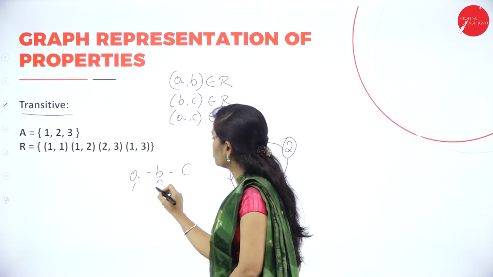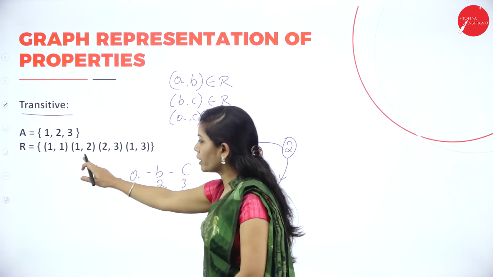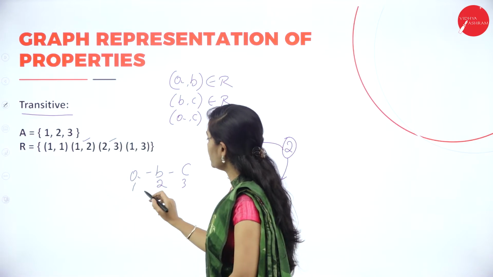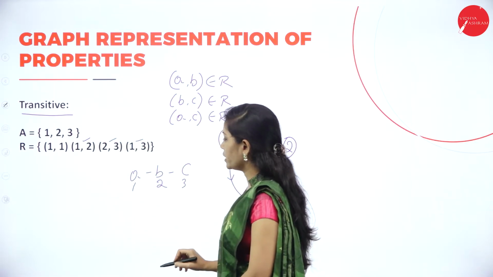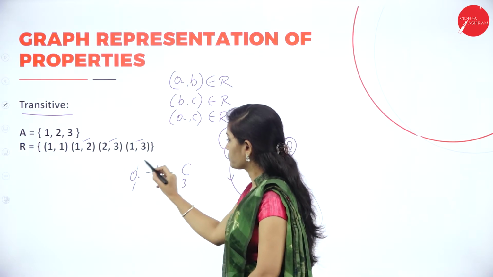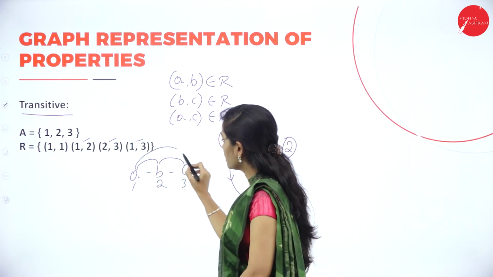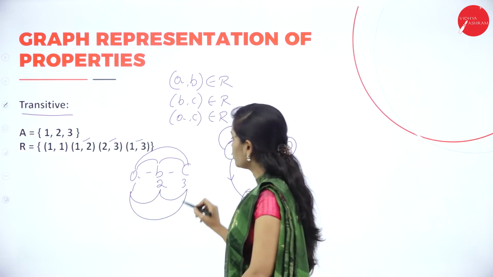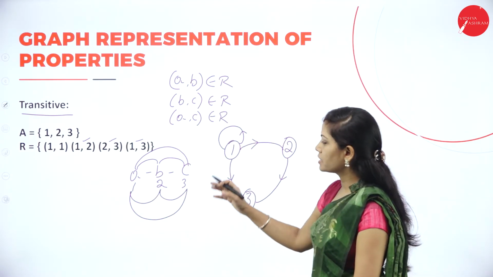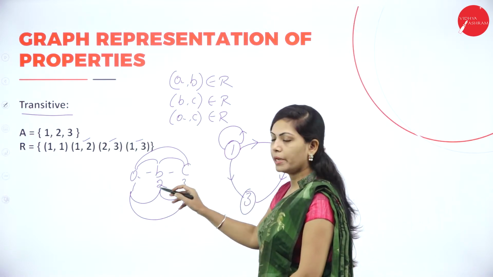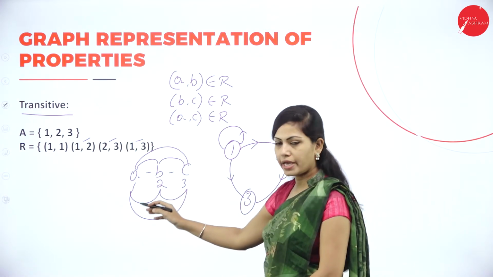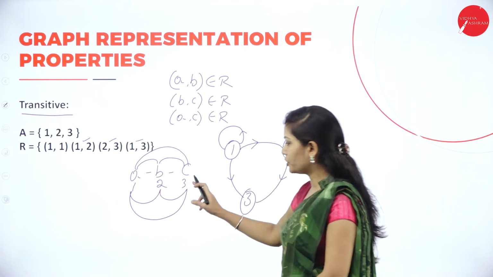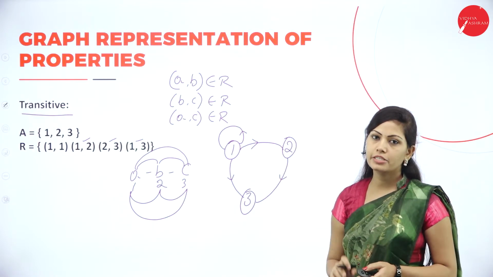So 1, 2, 3. 1 to 2 is there. 2 to 3 is there. 1 to 2, 2 to 3, then 1 to 3; 1 to 3 also is there. So A to B, then B to C, then A to C. So this is called the transitive property. In the relation we have 1 to 2, 2 to 3 and 1 to 3, so this is called the transitive property.